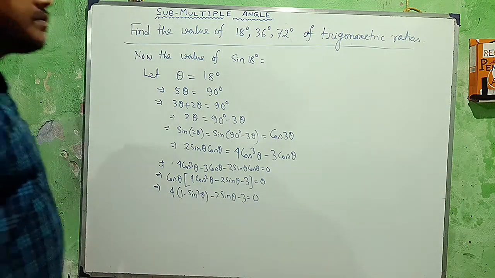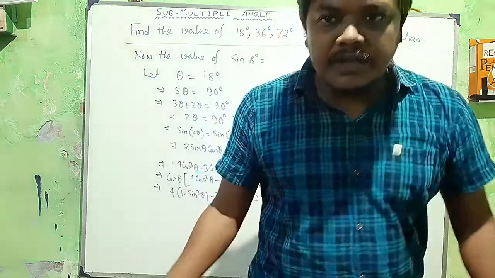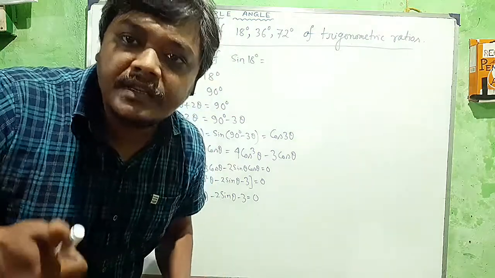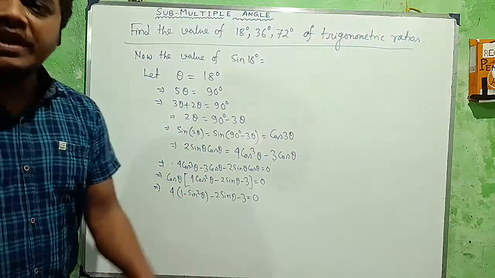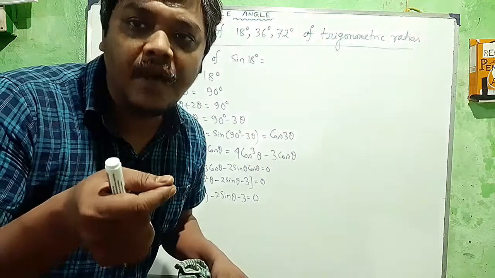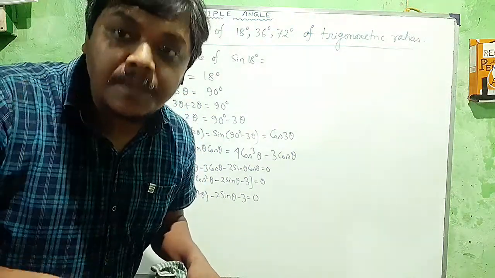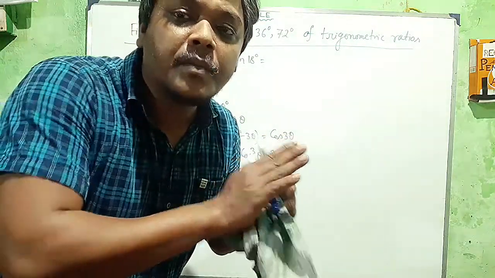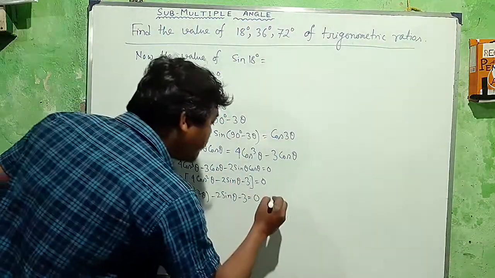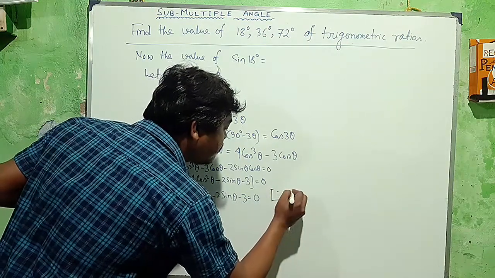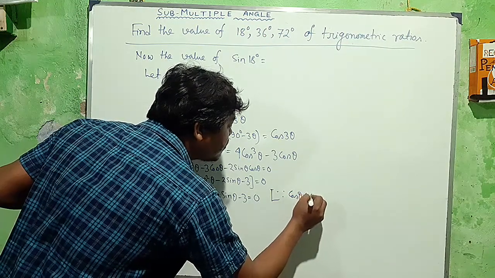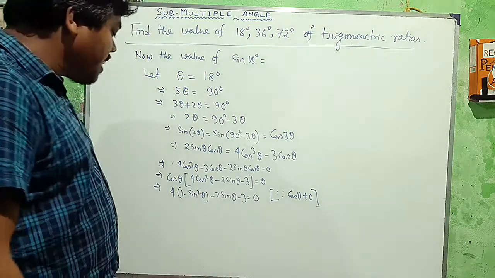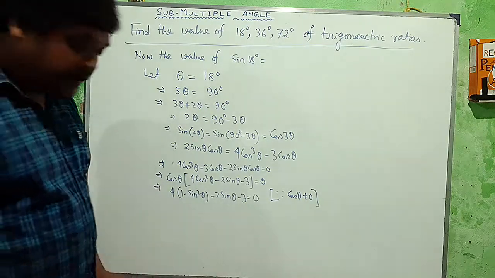Why? How is it possible? Because if the cosine value is zero, we cannot divide by it. But here we assume that theta is 18 degrees, and we know that cos 18 degrees always keeps a positive, non-zero value. So that's why we can divide by cosine theta on both sides. So here we just write down cos theta is not equal to 0, because we can consider theta equals 18 degrees.